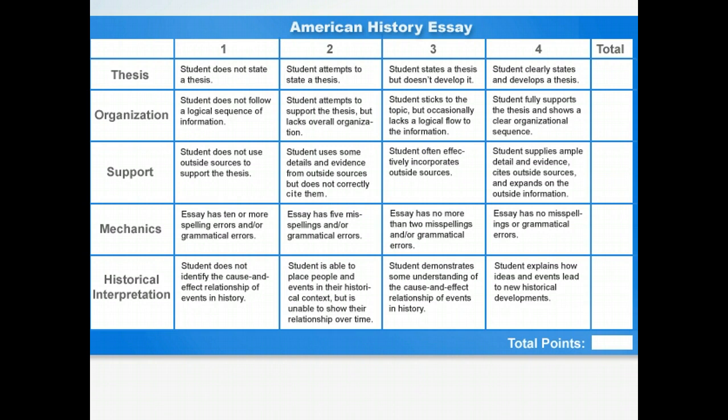Now, here's an example for an 8th grade American history essay. Notice that in this rubric, there is a historical interpretation category. This measures a student's understanding of events in historical context. There are also more levels of assessment than the previous example, 4 instead of 3, allowing the teacher to make a finer distinction between a good paper and a great paper.